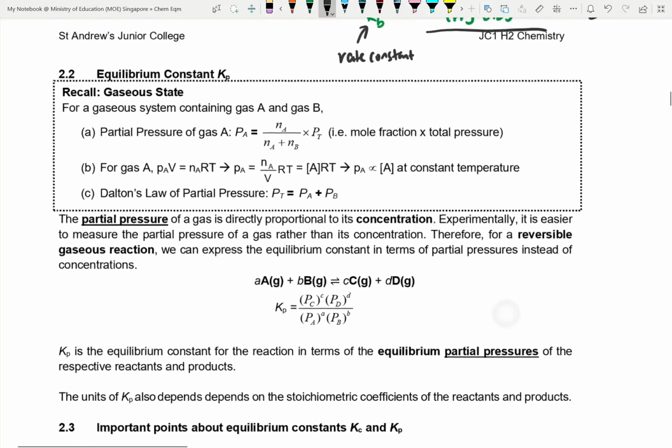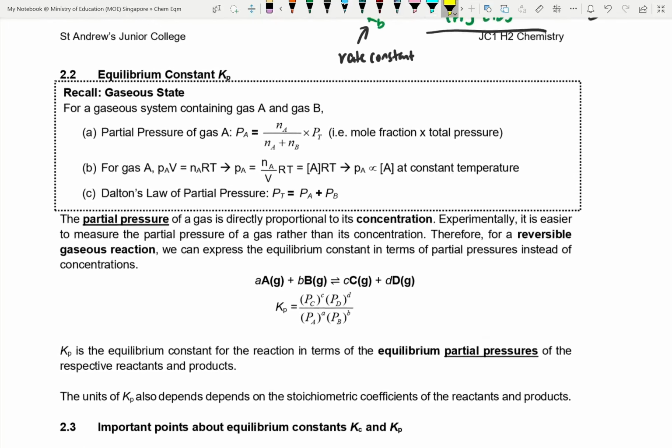Okay, so for equivalent constant Kp, right? So you must remember, this is what you learn in the gaseous state topic, where the partial pressure is simply just the mole fraction multiplied by the total pressure. And we can also calculate partial pressure as long as we assume that it is an ideal gas, and then we have the number of moles of the gas. We can use PV equals nRT.